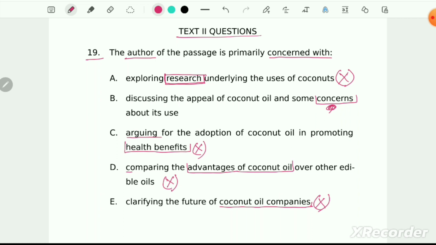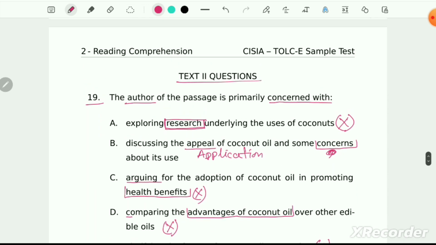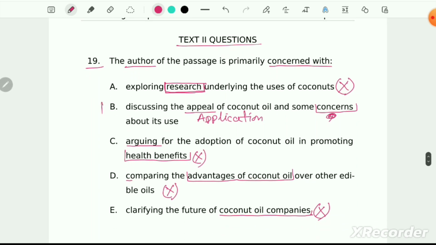So the only option here is discussing the appeal. Appeal means application. Okay, so most of the passage talks about the application of coconut oil and some concerns about its use. Yes, there are some concerns, for example, about coconut oil, how to use them. So this is our answer, option B.